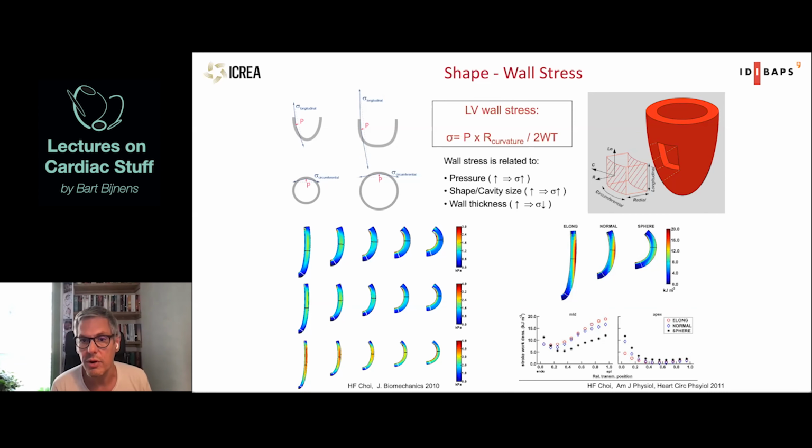And then, as I said before in one of the previous lectures, the trabeculations also play a role. So all of these parameters will be optimized in such a way that in a normal ventricle, the myocytes are under optimal conditions to function. So this is important to keep in mind: larger hearts have higher wall stresses.